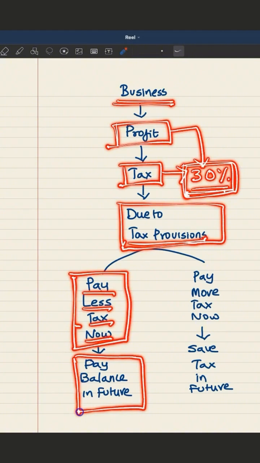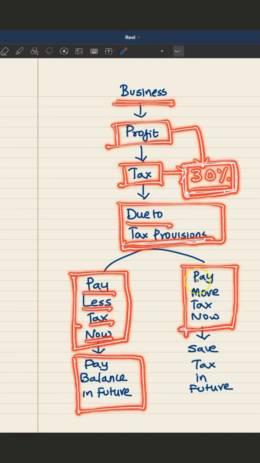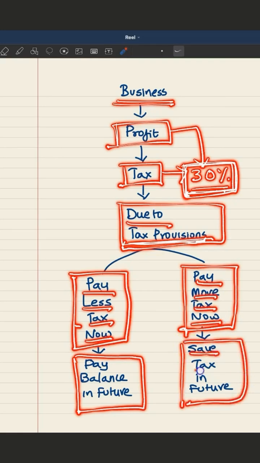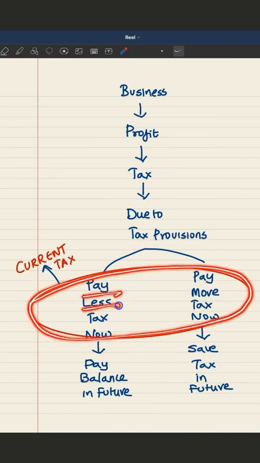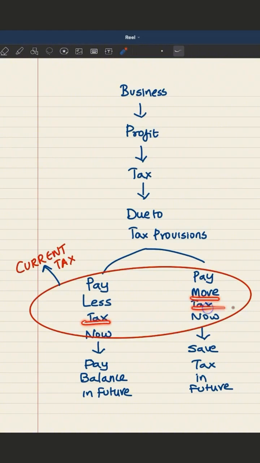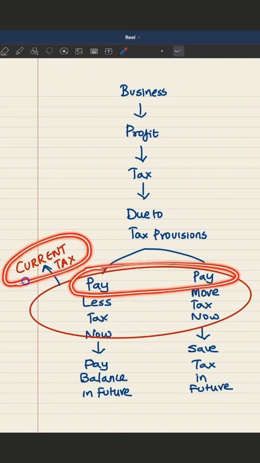There can also be another scenario where the business is supposed to pay 30%, but because of the same tax provisions, it is actually going to pay more tax now. In those cases, it is paying more tax now, and because of that, it will save tax in future. Whatever it has paid more, it is going to save in future. So whatever tax it is paying now, whether it pays less or more, they will be called current tax. Whatever is paid in the current year or payable for the current year will be called current tax.